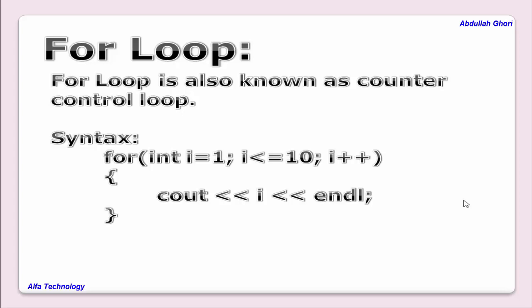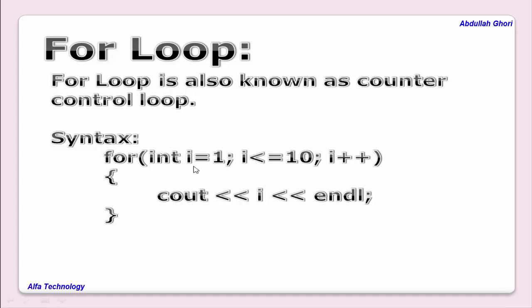So the syntax of the for loop will look like: for (int i = 1; i <= 10; i++). Here we are initializing the variable i with 1, and we say i less than or equal to 10. This is the condition for our loop. That means if i is less than or equal to 10, the condition will be true. If i is greater than 10, it will be false. And we will increase the value of i each time by one. So i++ means increase the value of i by 1. And here cout << i, we are printing the value of i on each new line.